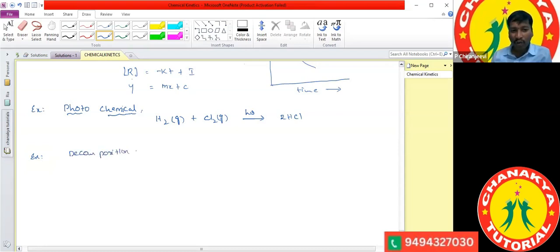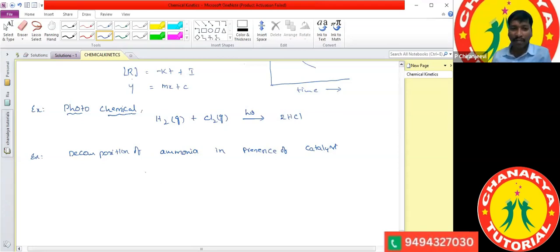Decomposition of ammonia. Decomposition of ammonia in presence of catalyst. That means catalytic decomposition reactions are examples of zero order reactions.